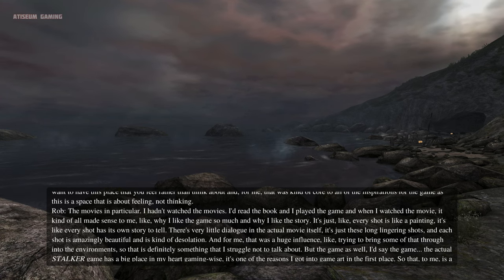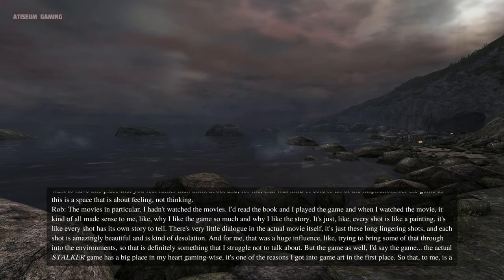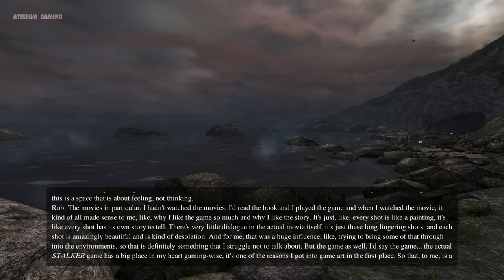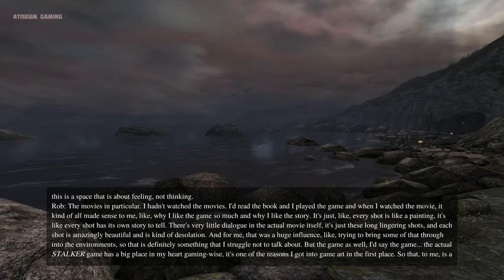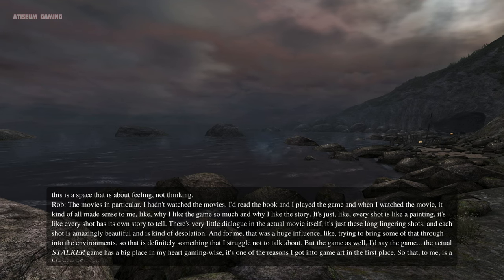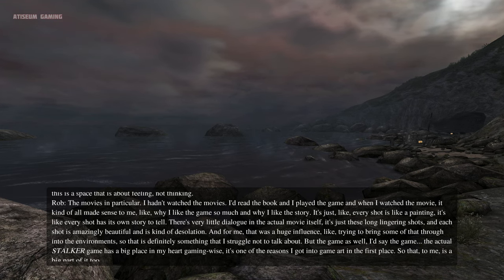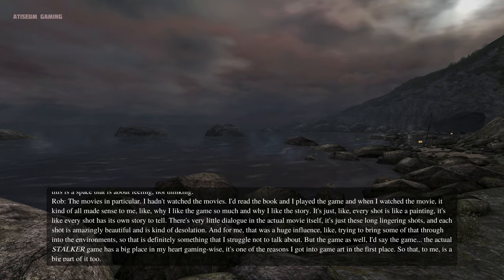But the game as well, the actual Stalker game has a big place in my heart. Gaming-wise, it's one of the reasons I got into game art in the first place. So that to me is a big part of it too.